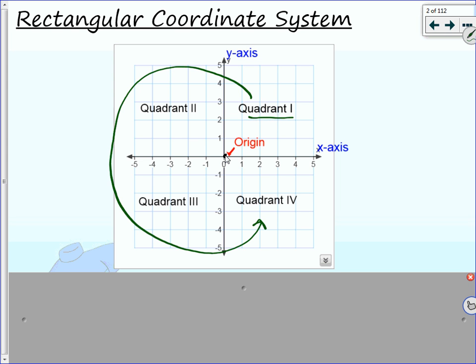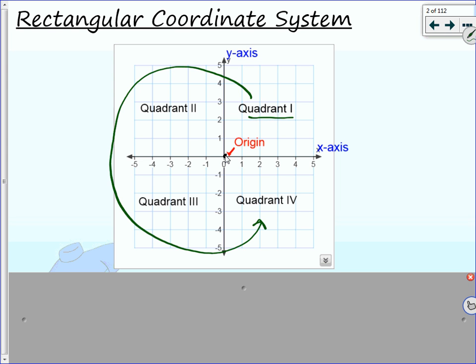Notice that if you are in quadrant 1, all of the points have positive x and y values. If you are in quadrant 2, the x values are negative because you're on the negative side of the x values, and the y values are positive.